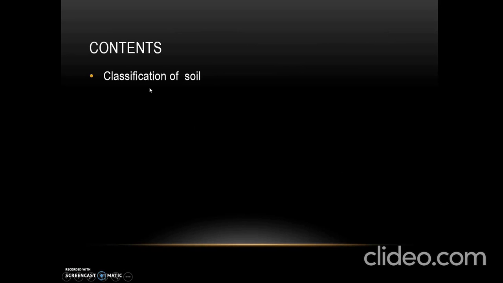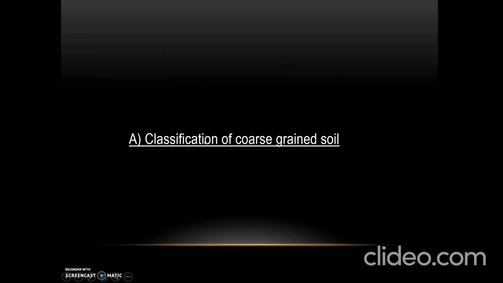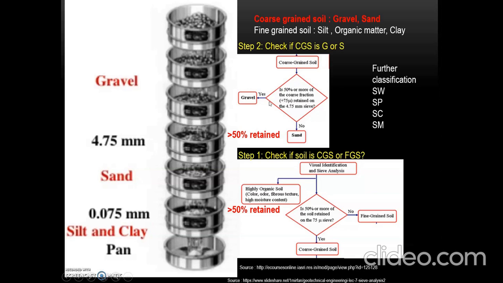In this presentation, we will classify the soil. First, we will learn how to classify coarse-grained soil. Coarse-grained soils are gravel and sand. So, these are the two examples for coarse-grained soil. Whereas, fine-grained soils can be silt, organic matter or clay.